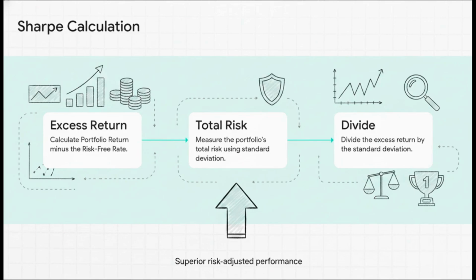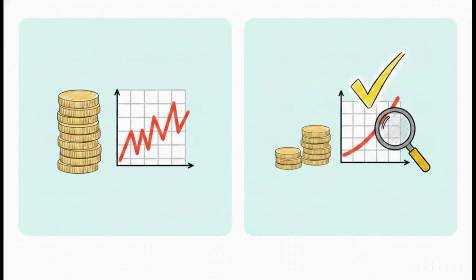So calculating this is just a quick, straightforward 3-step process. First, find your excess return by subtracting the risk-free rate from the portfolio return. Second, measure your total risk using standard deviation. And third, simply divide that excess return by the standard deviation. The number you get tells you the return generated for every single unit of total risk. Higher Sharpe Ratio, better risk-adjusted performance. Simple as that.